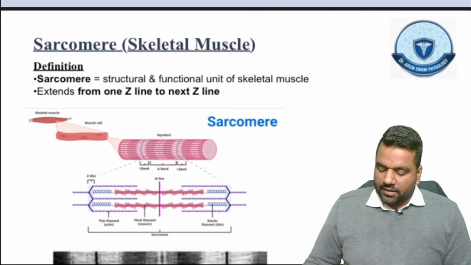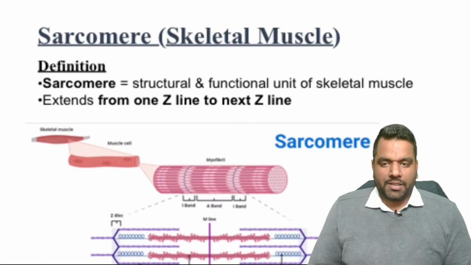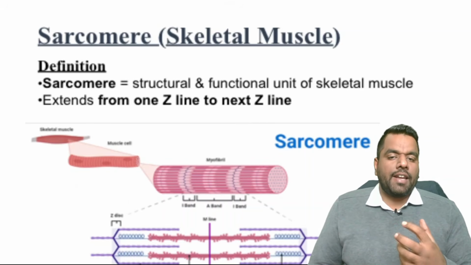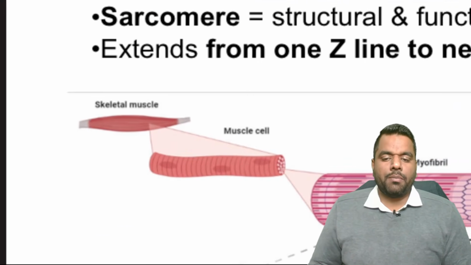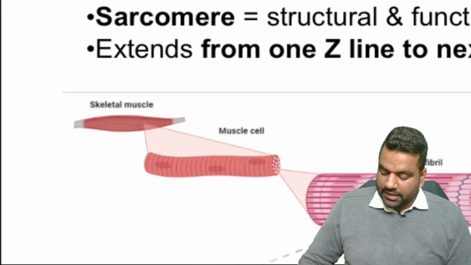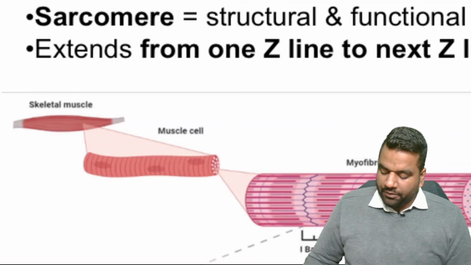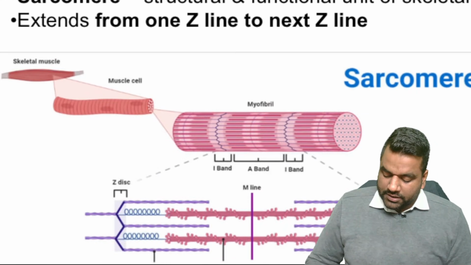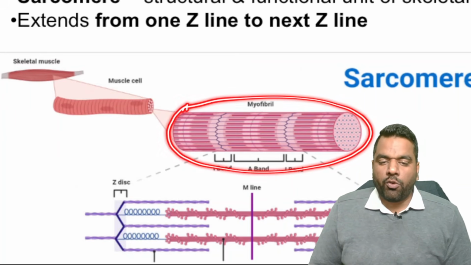The sarcomere is the structural and functional unit of the skeletal muscle, which extends from one Z line to the next Z line. The skeletal muscle actually looks something like this. If we take a small portion of it, it will look something like this part, and if you zoom in further inside this muscle, it will look something like this. This part we call the myofibril.